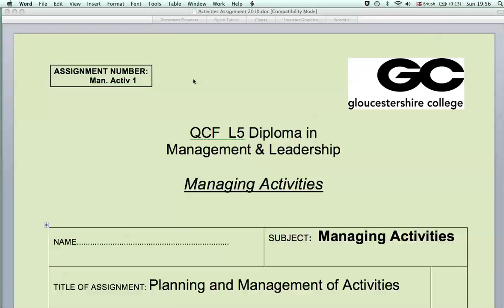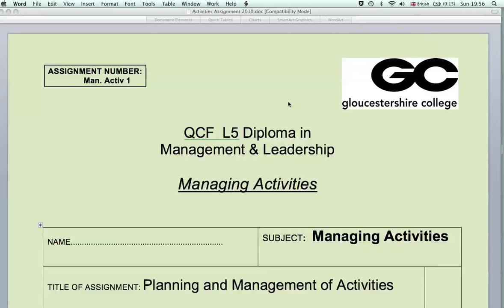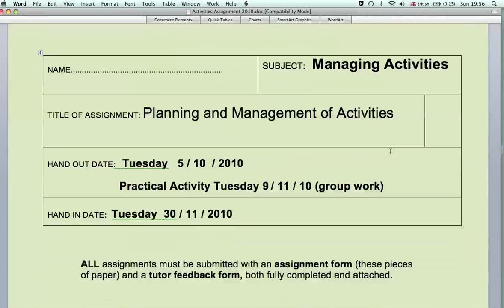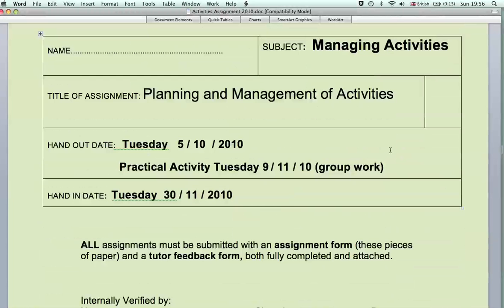I'd like to offer you an overview of the QCF L5 Diploma in Management Leadership, the Managing Activities module for this year. The assignment will be handed out on Tuesday the 5th of the 10th and is due in on Tuesday the 30th of the 11th. This falls within the first couple of weeks of your recruitment and selection unit.